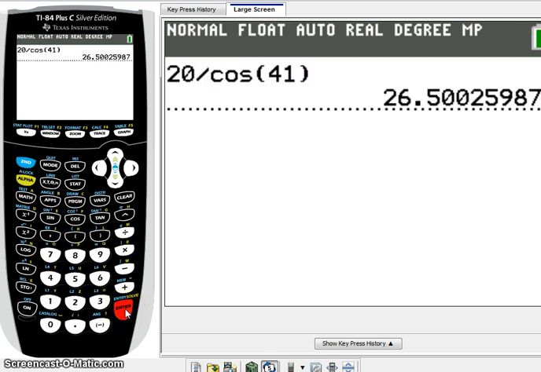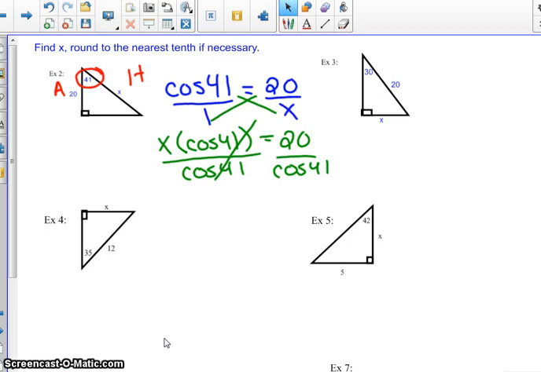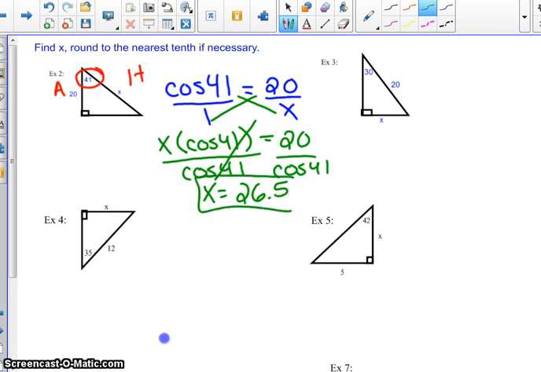26.5. Yes, nice job. Good job. Equals 26.5. Perfect. Okay, we'll do another one, you guys. Alright.